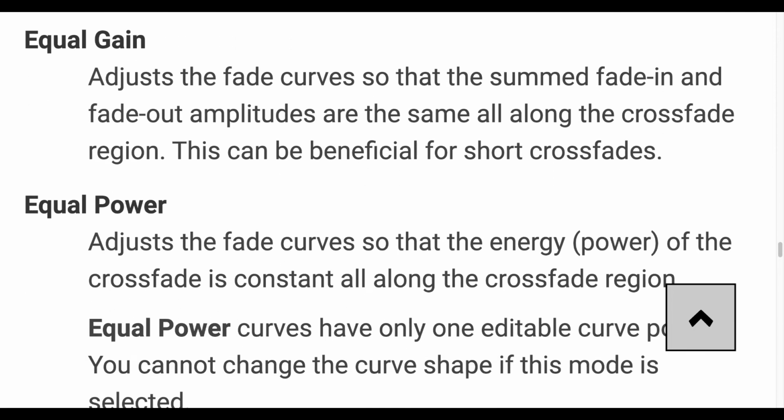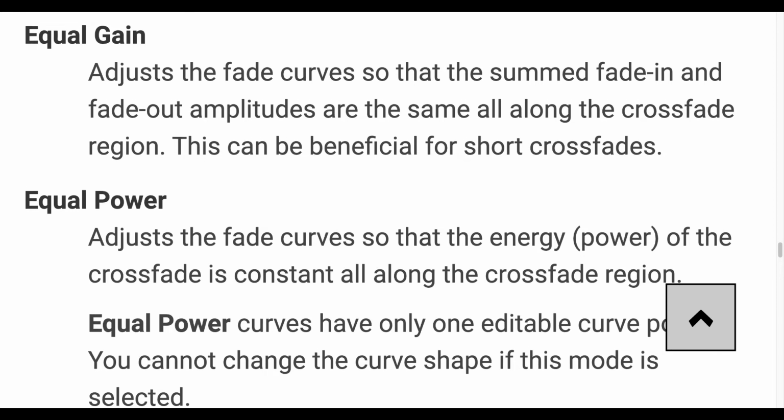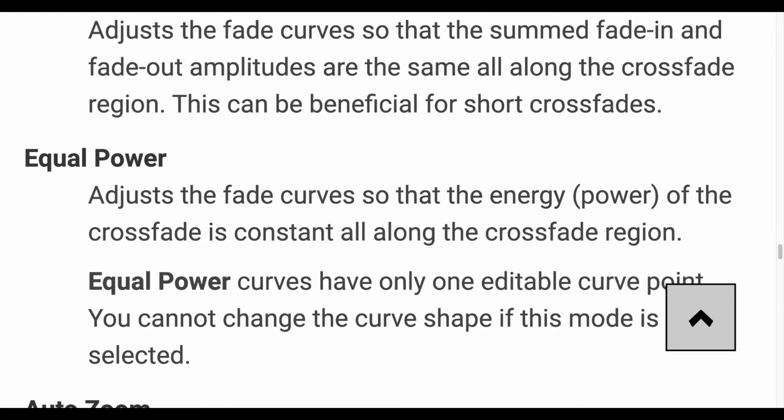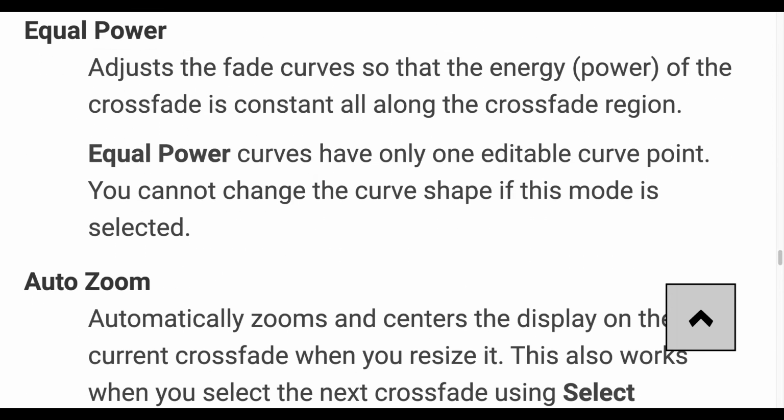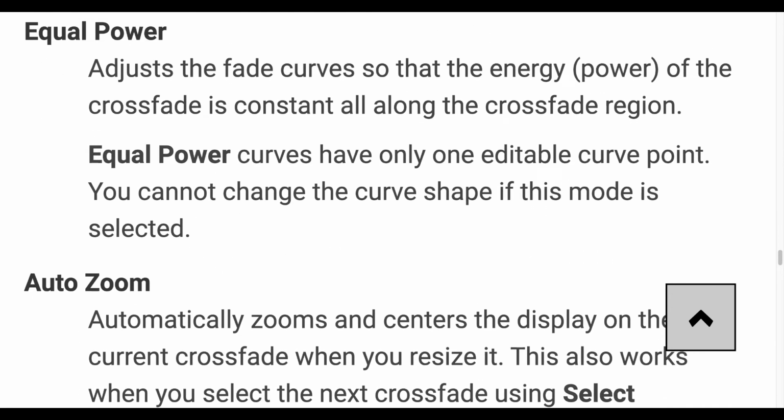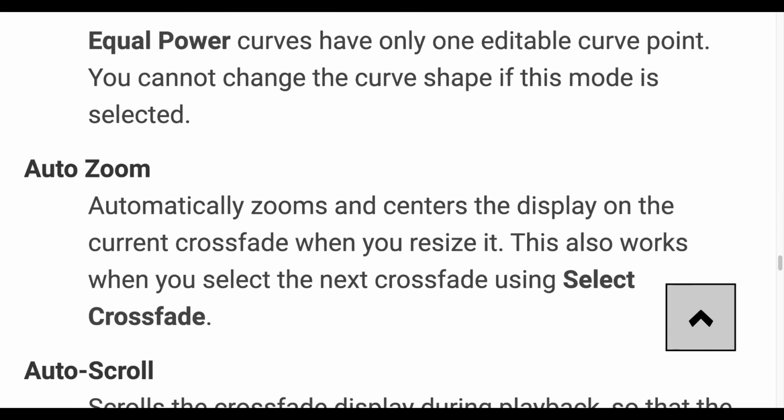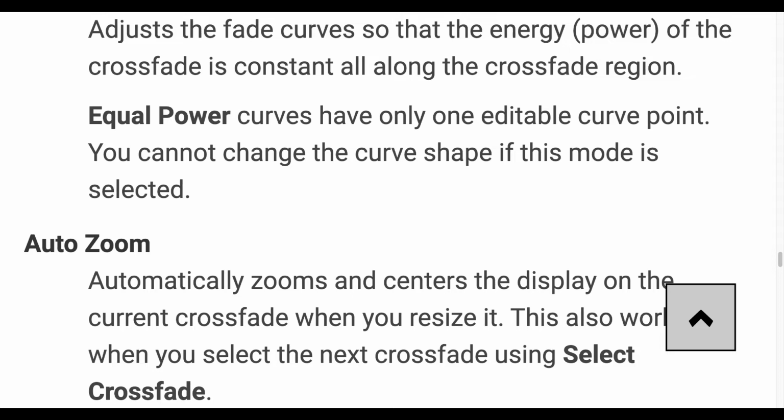Equal gain. Adjusts the fade curves so that the summed fade-in and fade-out amplitudes are the same all along the crossfade region. This can be beneficial for short crossfades. Equal power. Adjusts the fade curve so that the energy, power, of the crossfade is constant all along the crossfade region. Equal power curves have only one editable curve point. You cannot change the curve shape if this mode is selected.